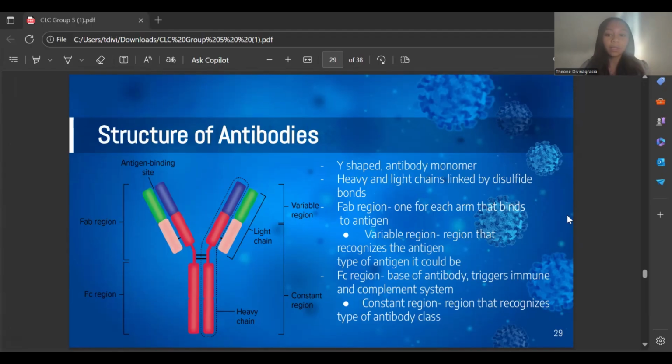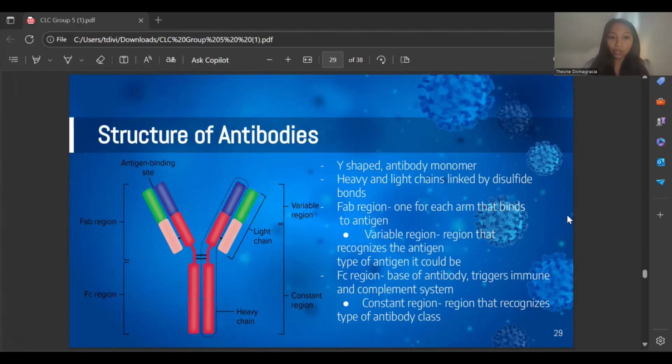On the bottom, the base of the antibody, we have the Fc region, which triggers the immune and complement system. And that basically means when the parasite or the antigen or the virus enters into our body, the Fc region tells our body what to do and how to fight it off. And within the Fc region, we have the constant region, and that region recognizes the type of antibody class, which we will talk about in the next few slides.